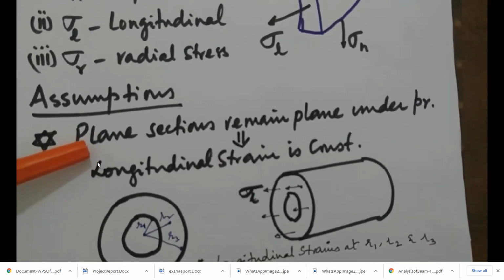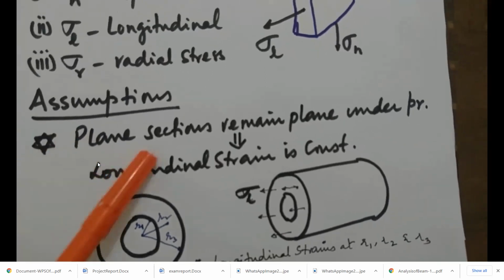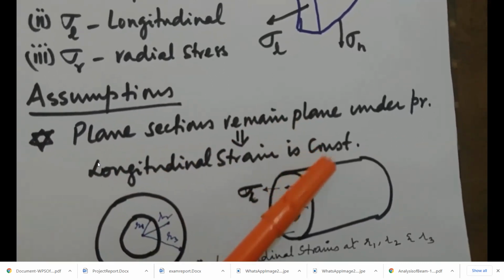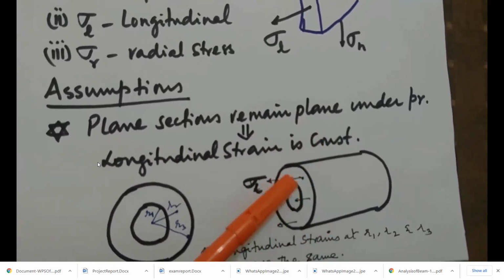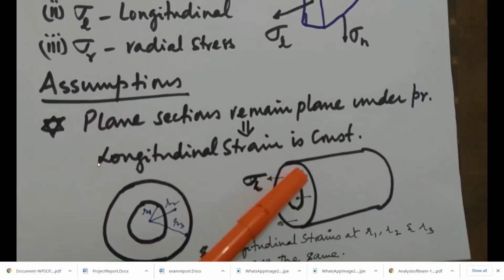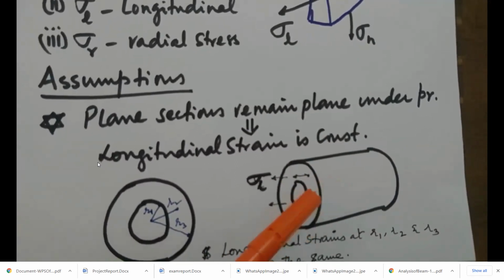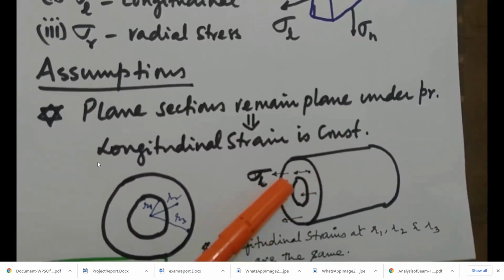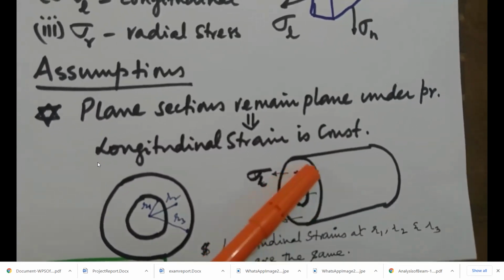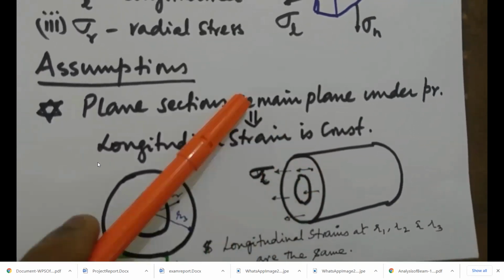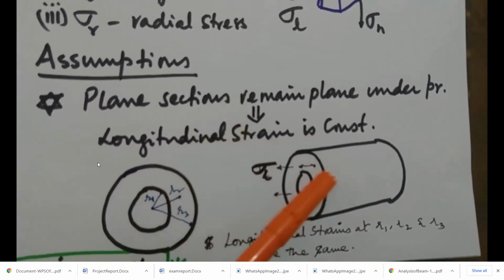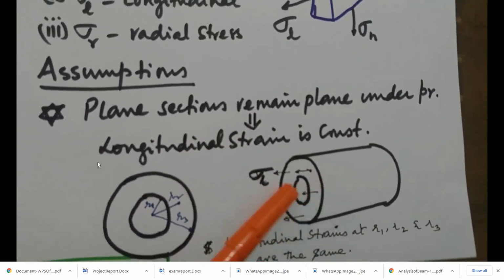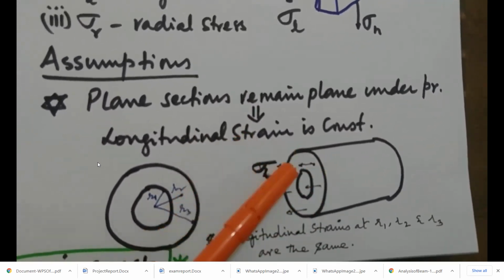Plane sections remain plane under pressure, which means plane sections remain plane before and after the application of fluid pressure, which means this is a plane transverse section. Upon application of the fluid pressure, even if this gets elongated, there is no distortion in the plane of this section. That is the meaning of it, which means the longitudinal strain remains constant.